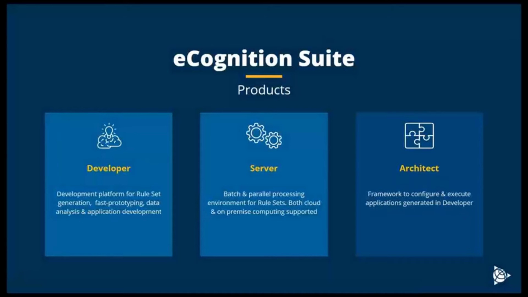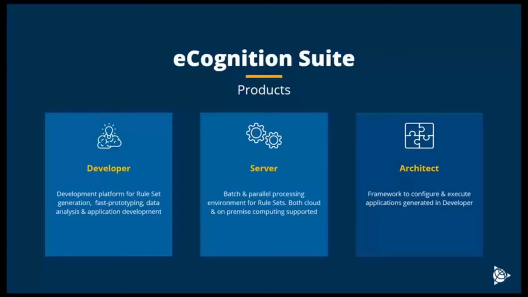And then a quick introduction to our suite of software, the eCognition suite. The heart of which is, of course, Developer. This is where you do all your rule set development, for fast prototyping, for data analysis, for application development. When someone says they're doing eCognition, this is most likely what they're working with. Of course, we also have eCognition Server, which allows for the batch processing and the parallel processing of your rule sets. So you want to apply this type of rule set to many different images. eCognition Server allows you to do this automatically.